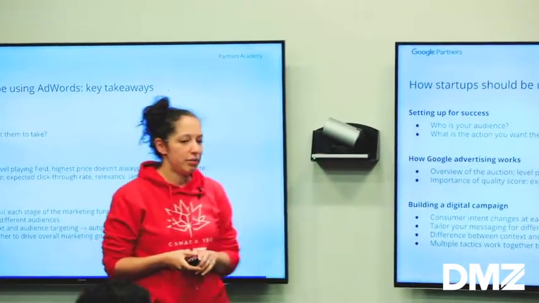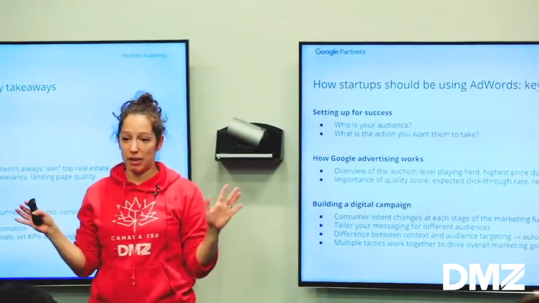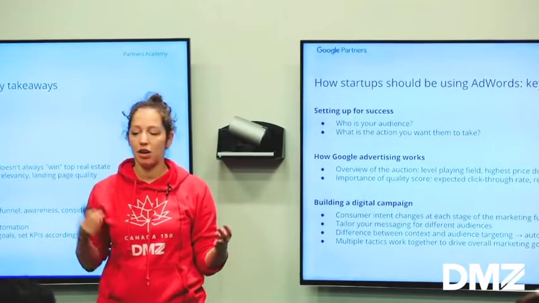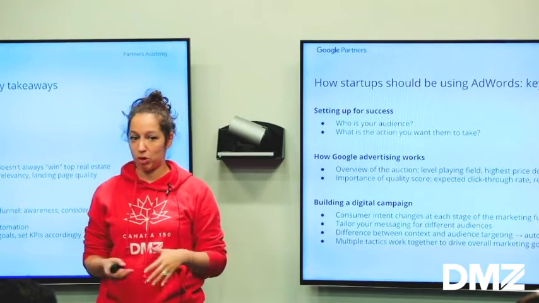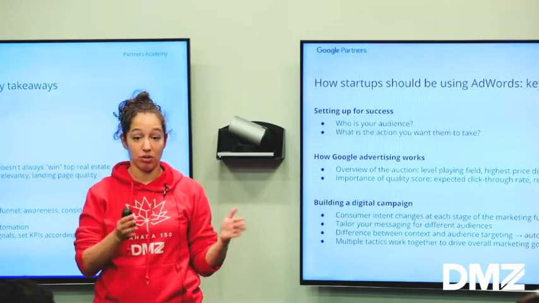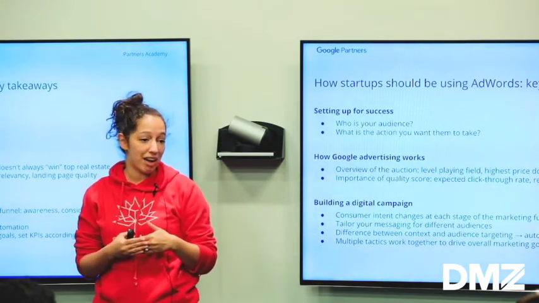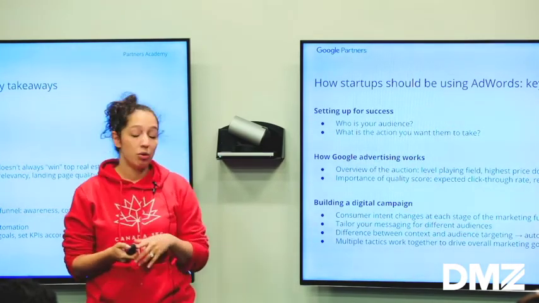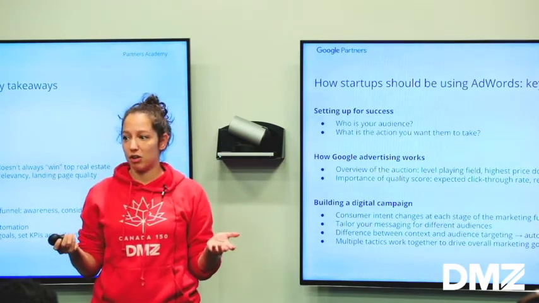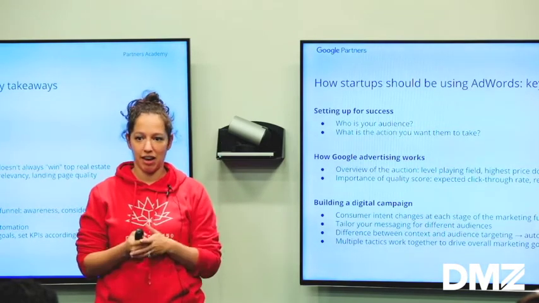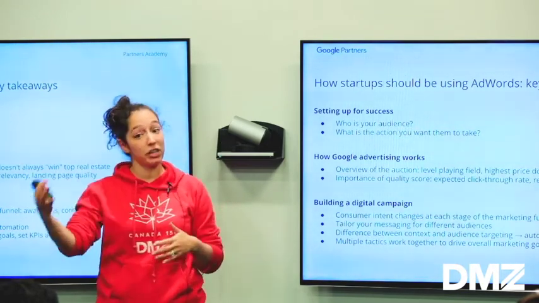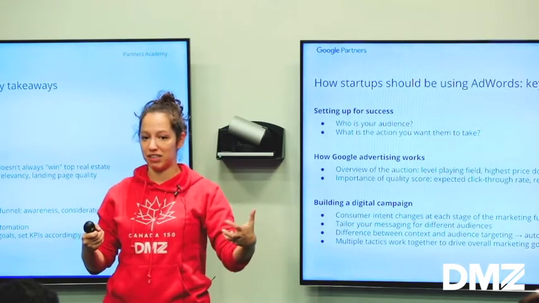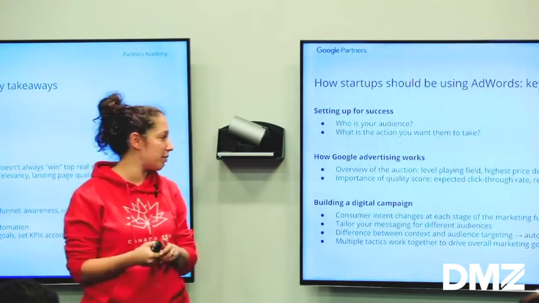All right, so today we talked about how before you spend a penny in AdWords, you need to set yourself up for success. Define who is your audience, what is the action you want them to take. You probably have multiple audiences, so make sure you do this for all of them. And maybe you only want to advertise to one audience to get started with as you're getting your feet wet. We talked about how Google advertising works, how the auction works, and how ad rank is a function of what you're willing to pay, but also quality score. So focus on improving relevancy so that you pay less for the same clicks.